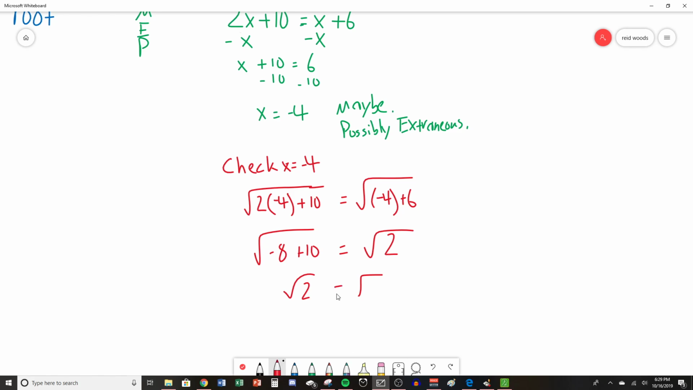And this is exactly what I'm looking for. I just want to know that it's true, okay? I didn't do any of the solving that I did up here in this green section. This is just me checking to make sure it works. So x equals 4 would be the answer to this question.